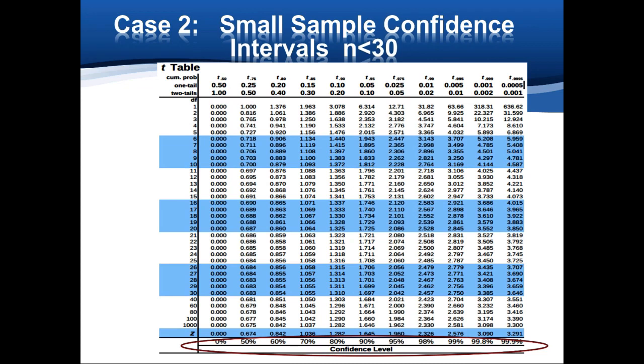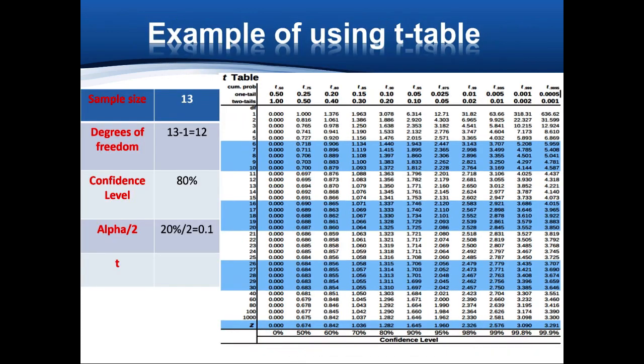Let me give you examples. When sample size is 13, then degree of freedom is 13 minus 1 equals 12. So you look at row 12. If confidence level is 80%, you look at the bottom and choose 80%. Then the crossing is the t-score, 1.356.